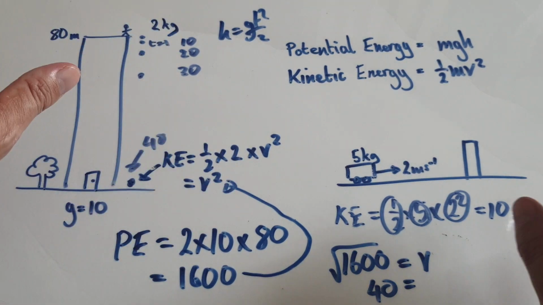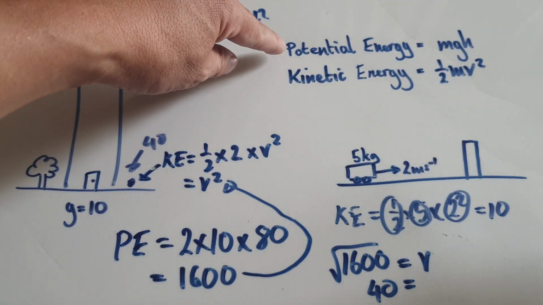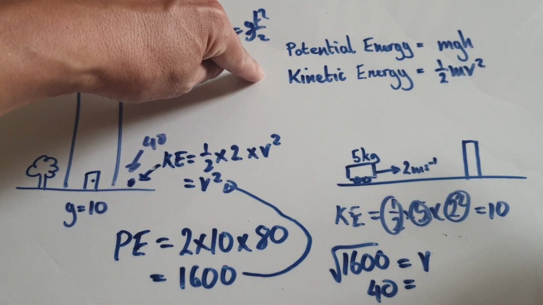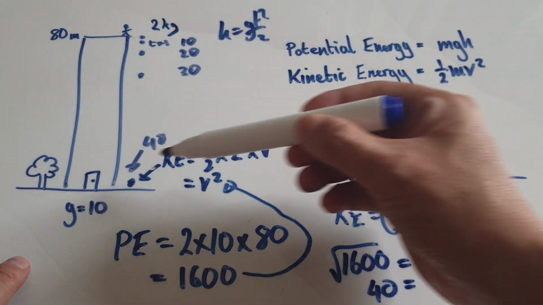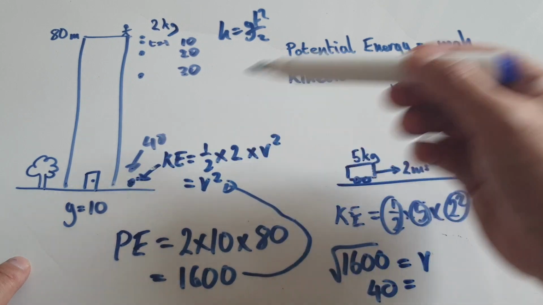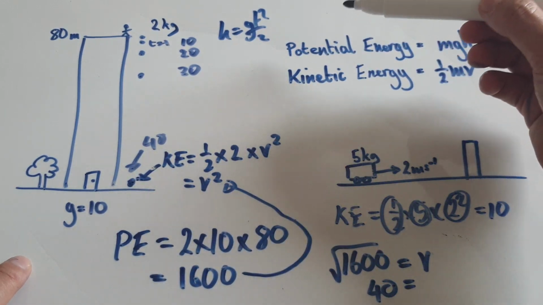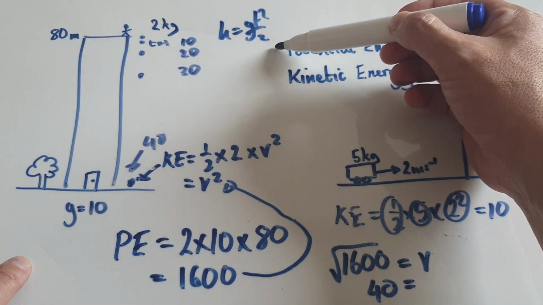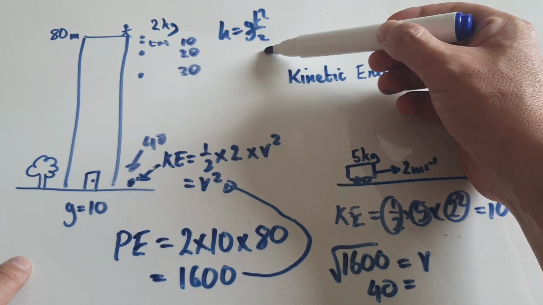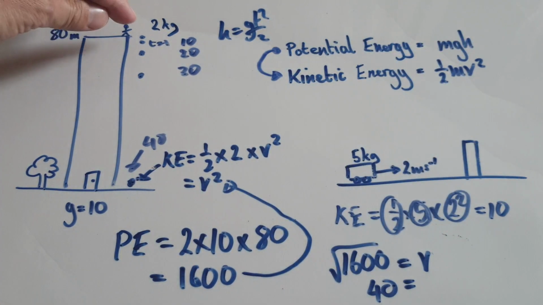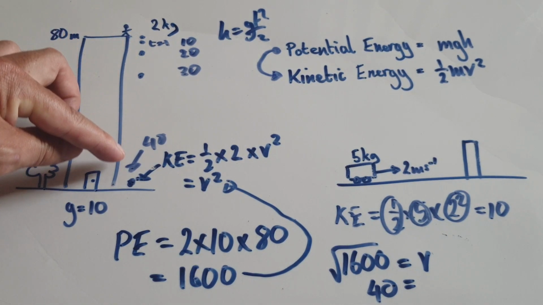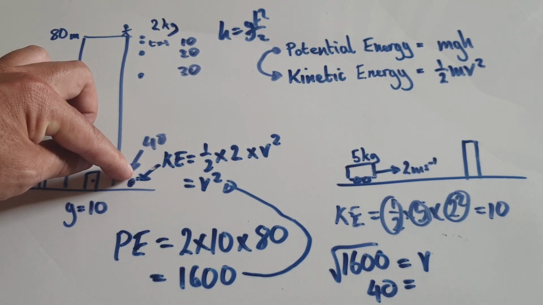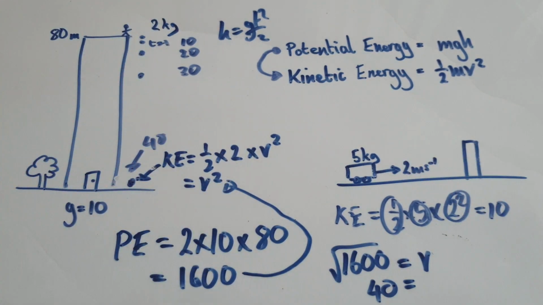Now let's view it from the perspective of potential energy converting to kinetic energy. You would come to the same conclusion. The velocity here is also 40. So the conservation of energy is any potential energy gets converted into kinetic energy. So the loss in potential energy gets converted into kinetic energy. So the two tallies up, okay?